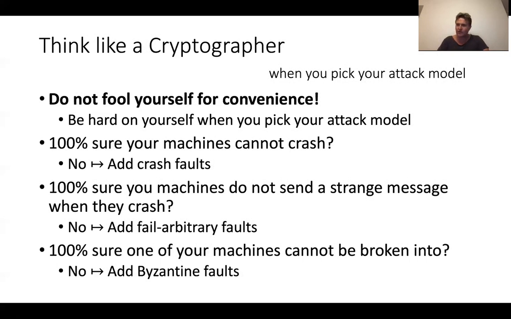Are you 100% sure that every machine in your system will never crash? No? Okay. Then you add crash faults. Remember we talked about crash faults in the previous lecture. So you really need to say, yeah, it's annoying, but my machines could crash. I have to be able to tolerate that. That means some machine that has a role in my protocol will stop doing it at some point. Okay, my machines can crash.